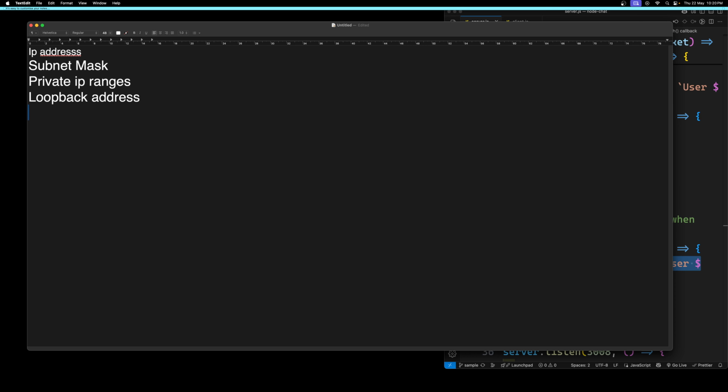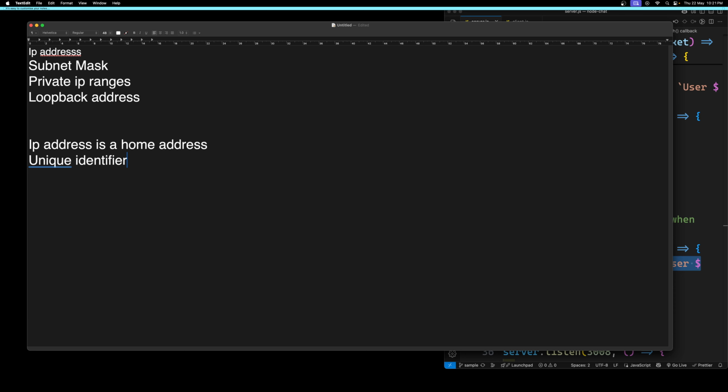Let's get started. First things first, let's talk about IP addresses. An IP address is like a home address for your device on a network. It is a unique identifier that helps devices send and receive data.